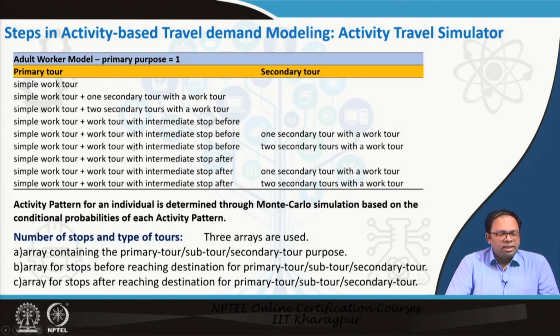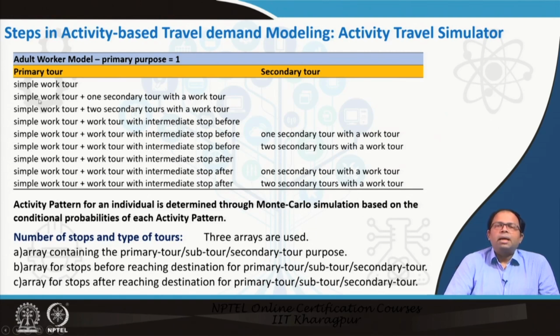You can see here the adult worker model for primary purpose 1. This is how many ways a tour pattern could be generated. He can just do a simple walk tour, or he can do a simple walk tour plus one secondary tour with a walk tour.